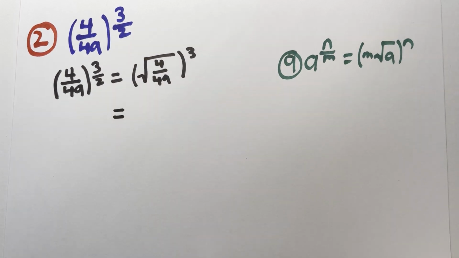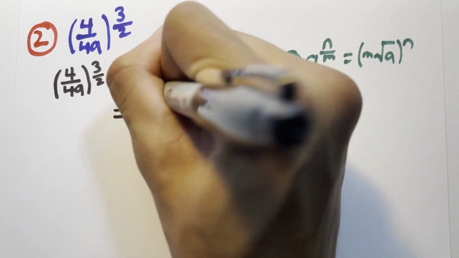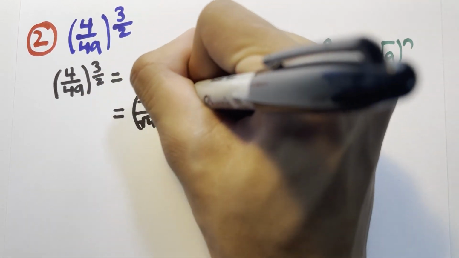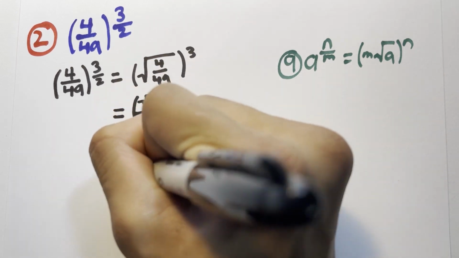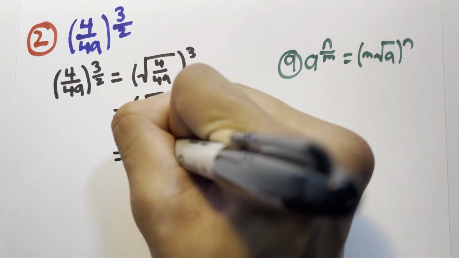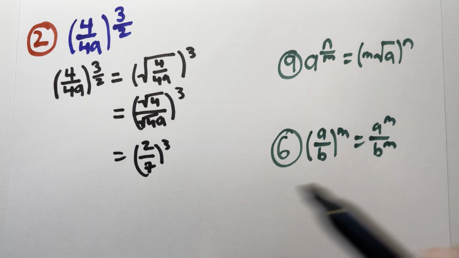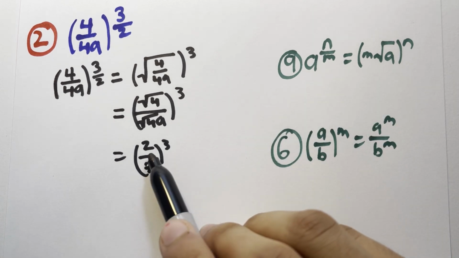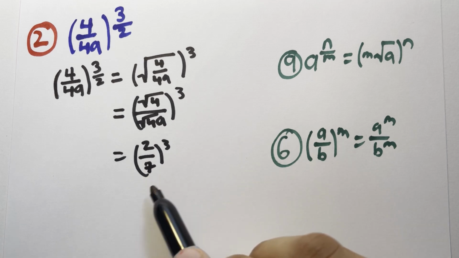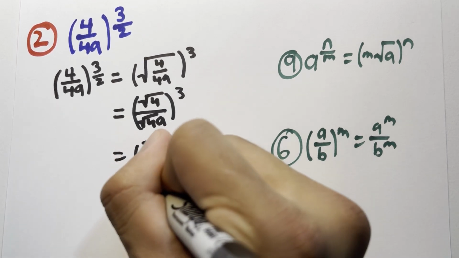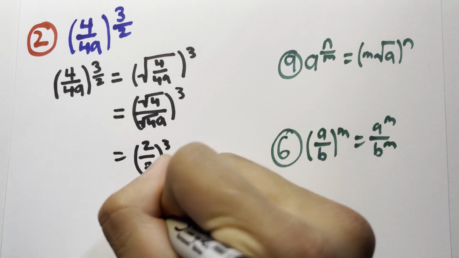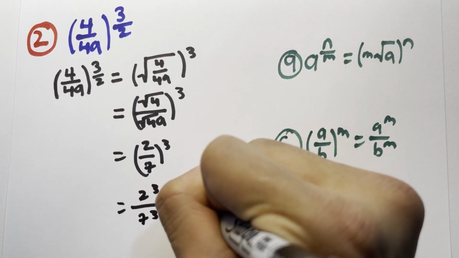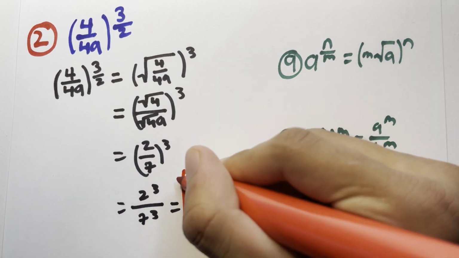To take the square root of a fraction, we take the square root of the top and then the square root of the bottom before we cube the whole thing. So this is equal to 2 over 7 cubed. Now thinking back to rule number 6, to raise a fraction to a power, you apply that power to the numerator and then to the denominator separately. So this is equal to 2 cubed over 7 cubed, which is equal to 8 over 343. And this is our final answer.